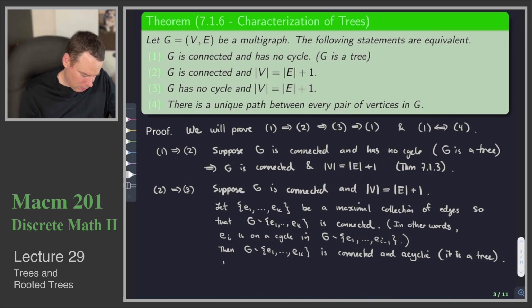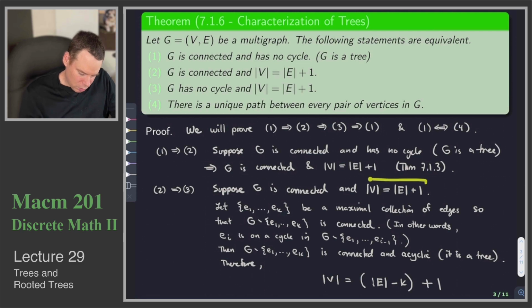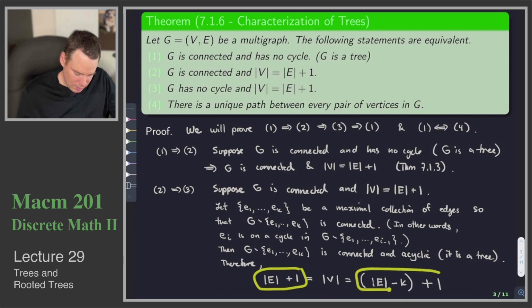So if it's a tree, then what do we get? Therefore, the number of vertices is equal to the number of edges in that graph. Well, how many edges are there? Well, this is the number of edges in G, and I've removed K of them. So that's how many edges there are on G, take away E1 through EK. And so because that is a tree, it means that we have this relationship: the number of vertices is exactly equal to the number of edges plus 1. The problem is, in this original graph, we had this relationship, that the size of the vertex set was equal to the size of the edge set plus 1. So in other words, I also have that this is equal to E plus 1. And in order for E plus 1 to equal E minus K plus 1, this means that K has to be 0.